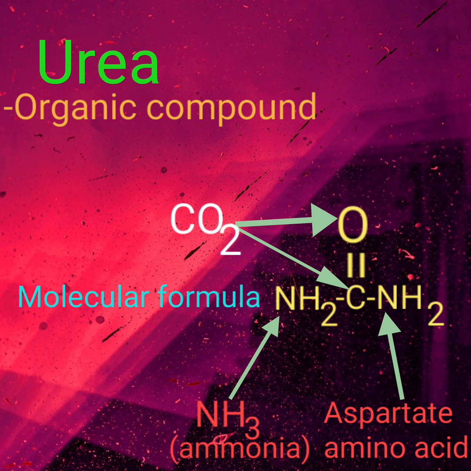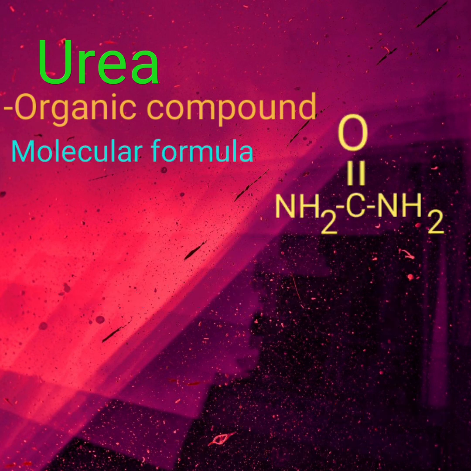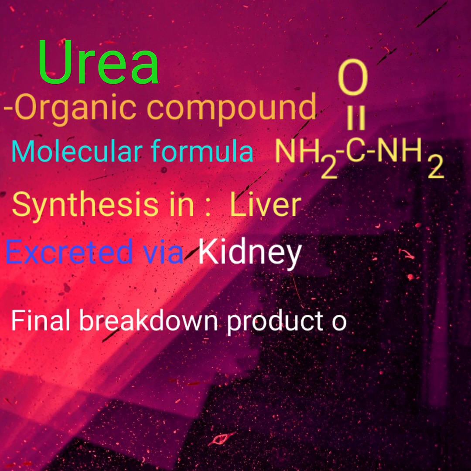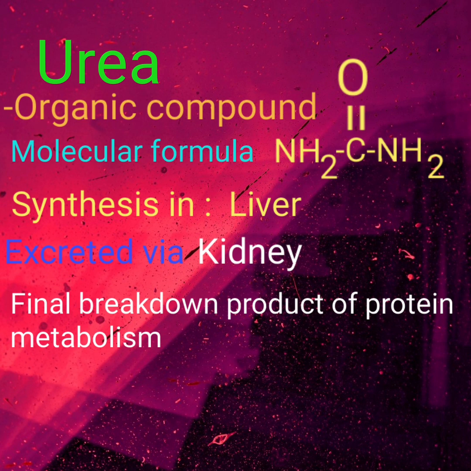Talking about its synthesis, urea is synthesized in the liver, and it's excreted via the kidney in the form of urine. Similarly, urea is also the final breakdown product of protein metabolism. Now let's move on to the urea cycle.